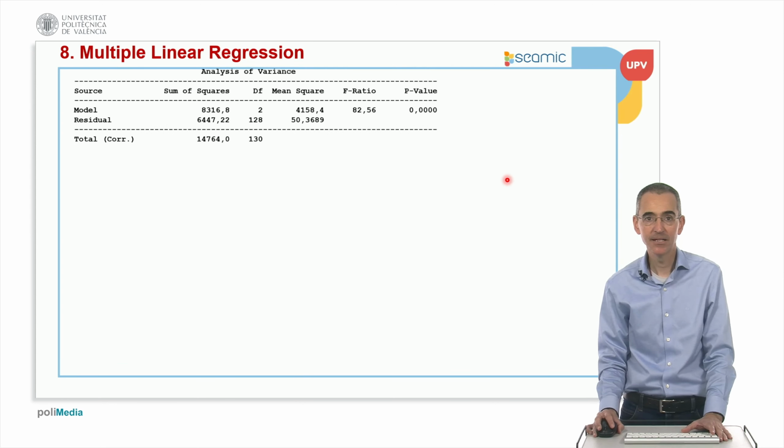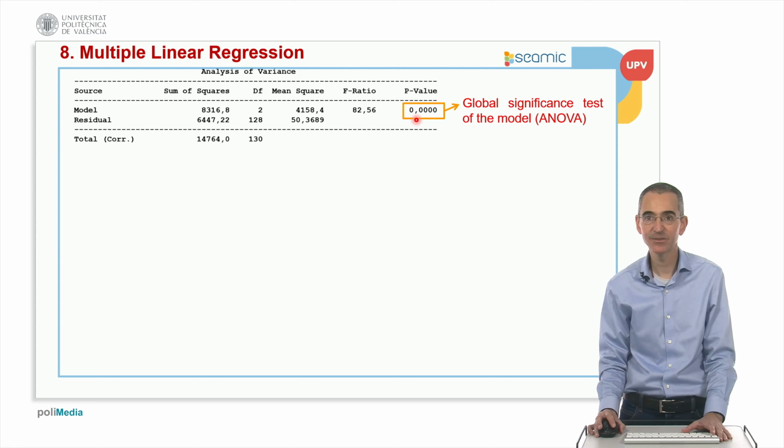Now we have the table that is called analysis of variance. It is provided by StatGraphics, and then we have a p-value. Remember, every time that we have a p-value, we have a null hypothesis associated. And what is the null hypothesis in that case? It's called the global significance test of the model.